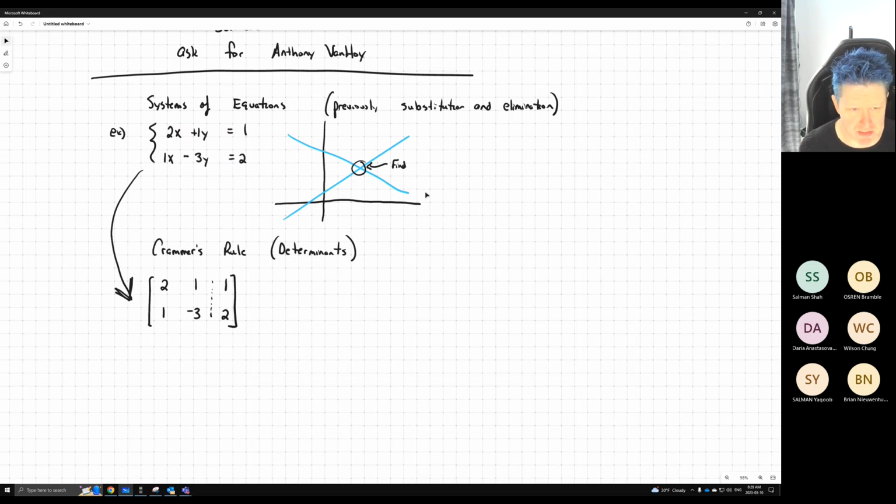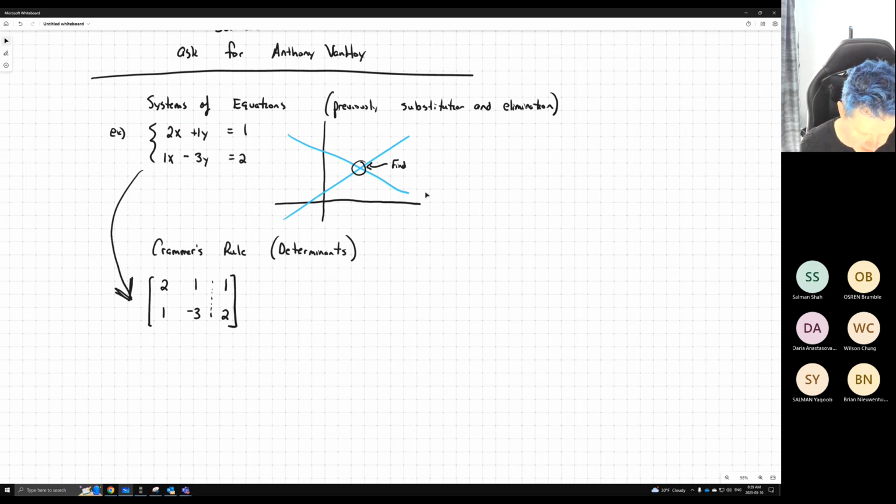Okay, now you can only compute the determinant of a square matrix. This is not a square matrix. It's got 2 rows and 3 columns. A square matrix has the same number of rows as columns. So this is not a square matrix. So strictly speaking, we cannot find its determinant.